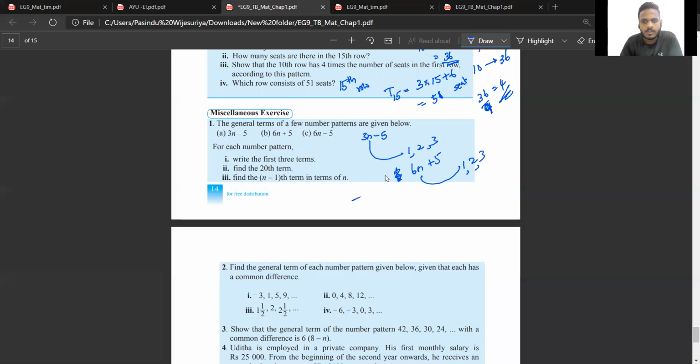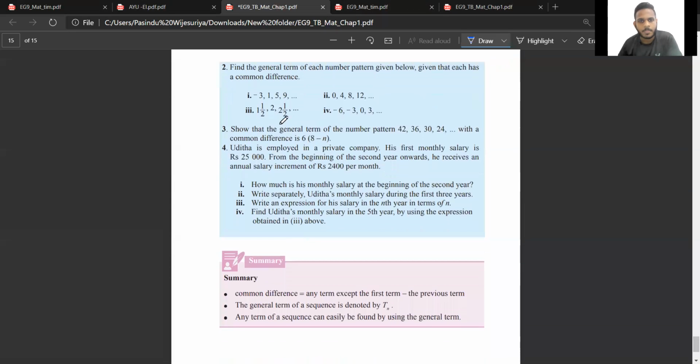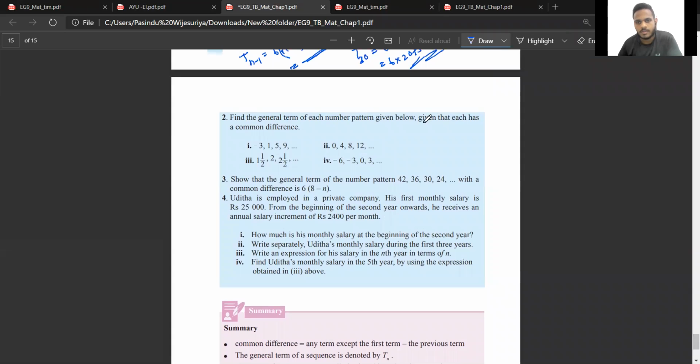Find the 20th term. T20 equals 6n plus 5, talking about B1, the second one. Then put 6 into 20 plus 5. Simple as that. Find the n minus 1 term. So Tn minus 1. Here this is n, right? The equation is 6n plus 5, so 6 into n minus 1 plus 5. Don't forget the bracket. Simple as that.